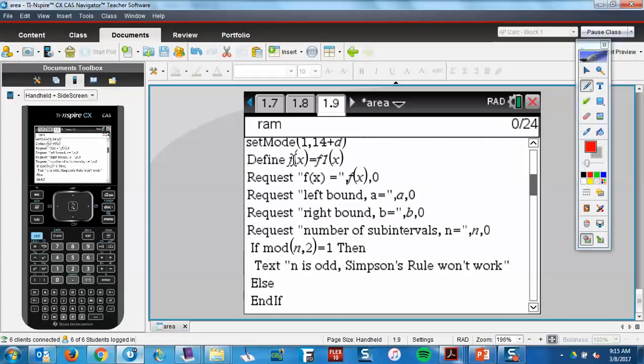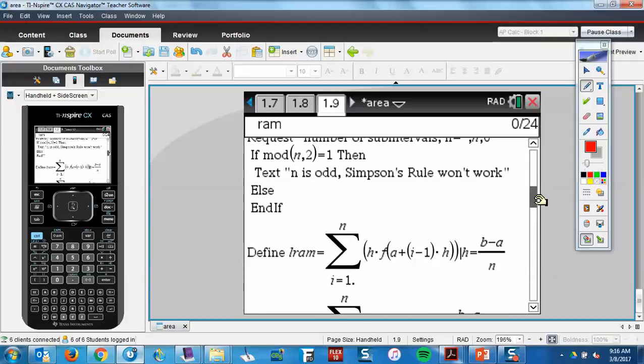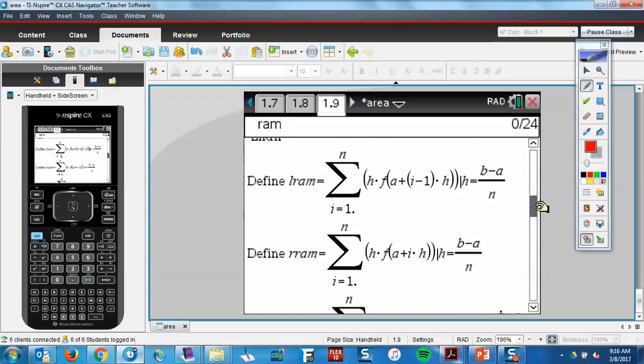And then this is the define box where it says f of x equals. It's just going to let f of x equal whatever's in F1 if you want to do it that way, or you can just type your own in. Here's where you get it. The request command is where that box comes up and lets you type stuff in. So whatever you type in is going to go into A, into B, into N. And then you've got some if statements here. It says if the text is odd, Simpson's won't work. Else, end if.